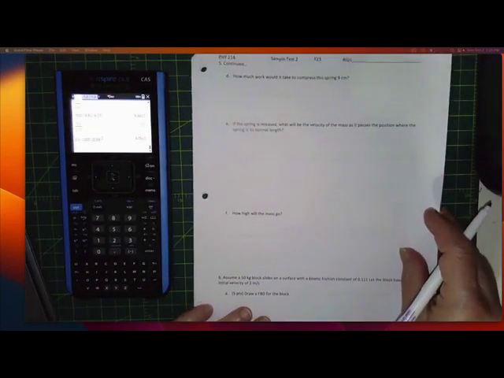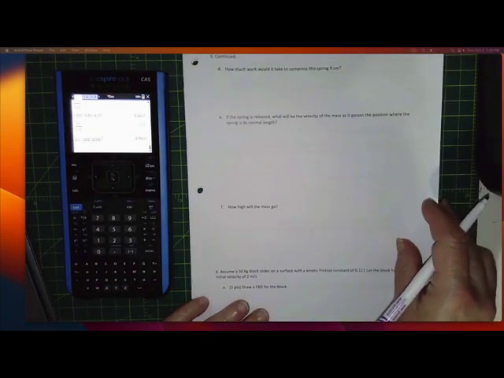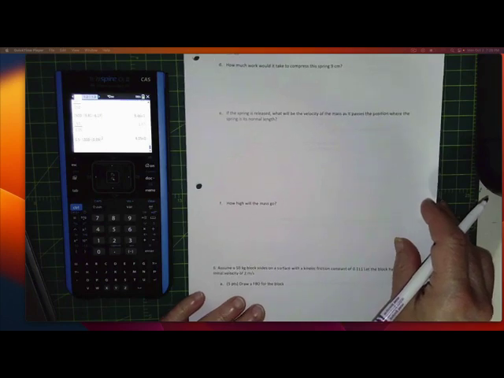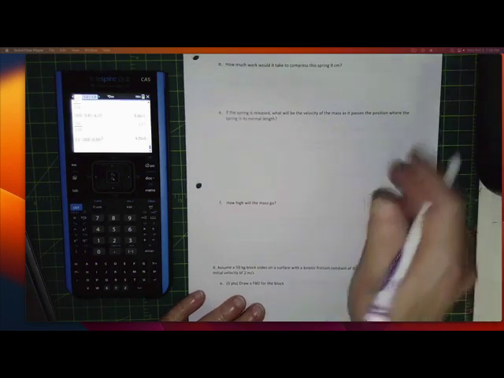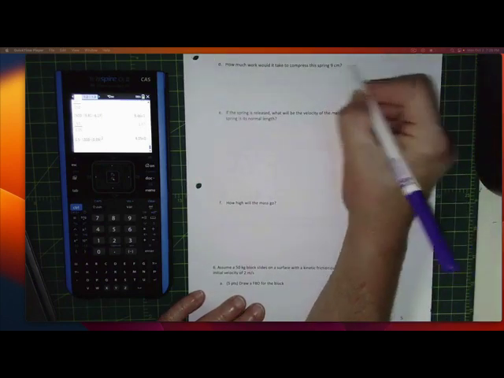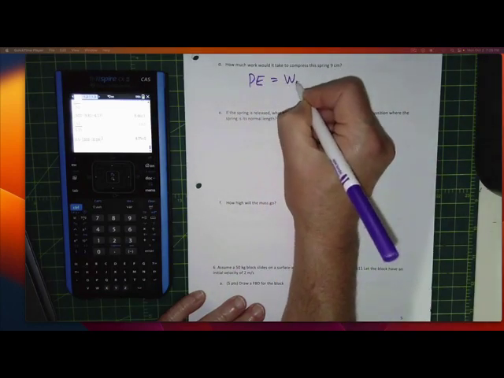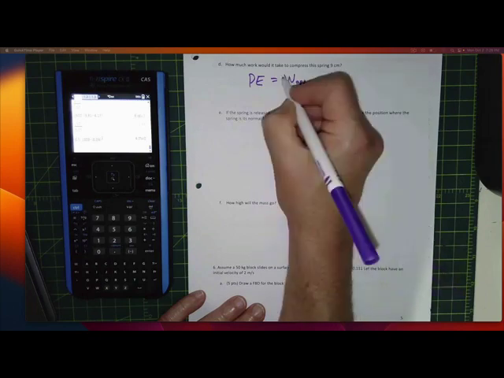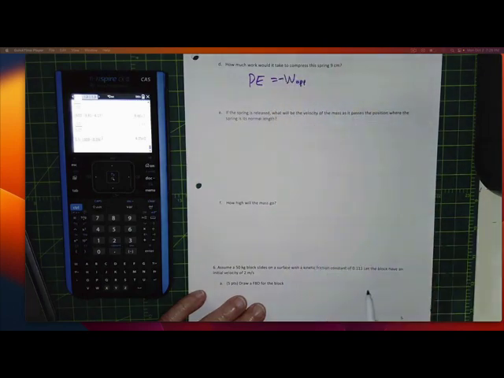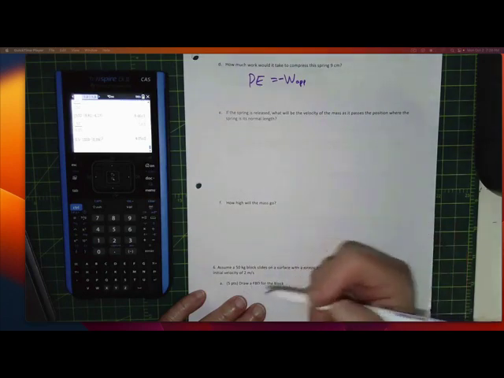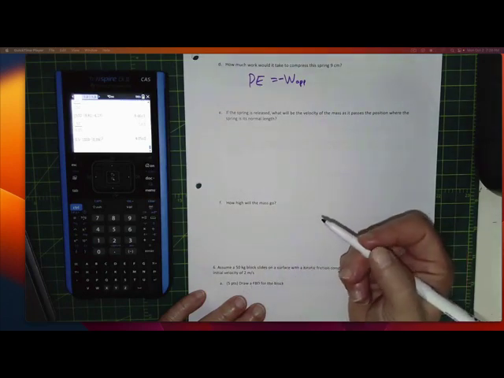Next part. How much work would it take to compress the spring 9 centimeters? So we just found the potential energy of the spring. Remember from the definition of potential energy, it is just the negative of the work applied. We push, the work puts in energy and the spring gains the energy. So it's the negative sign of that.